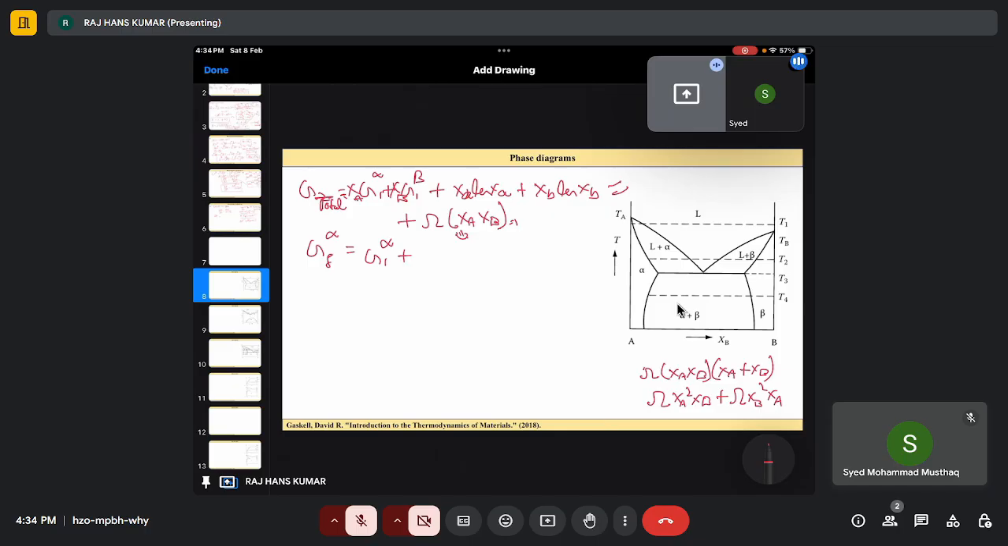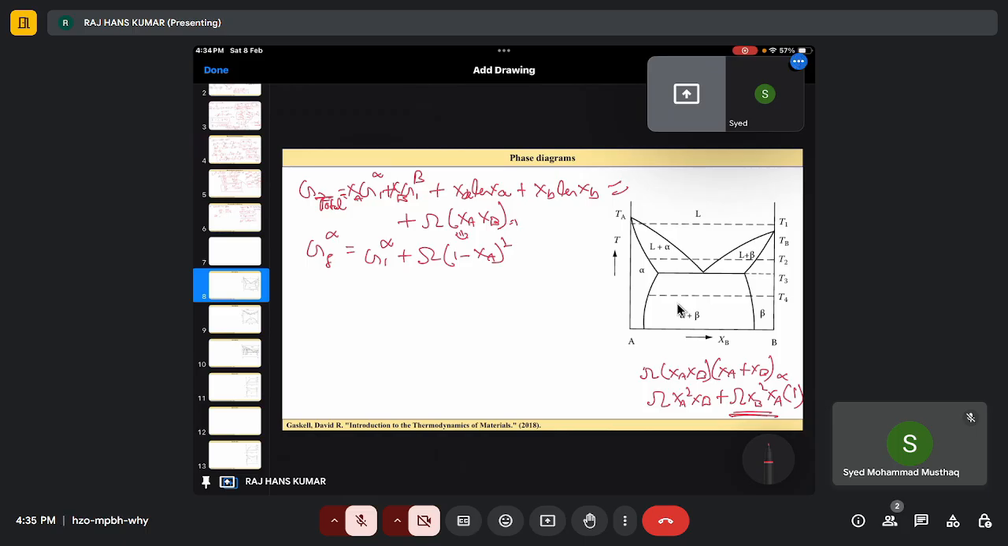So G final alpha will be equal to G1 alpha times the omega function. I want to take XA as a common, right? Then this will be equal to 1 minus XA square, because XB square can be written as 1 minus XA square, right? So I will take this term 1 for alpha.